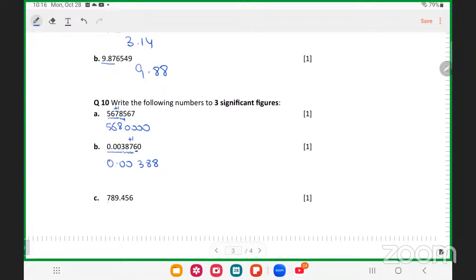Correct to three significant figures. This is 789. And that's it. Decimal ke baad wale figures are significant.